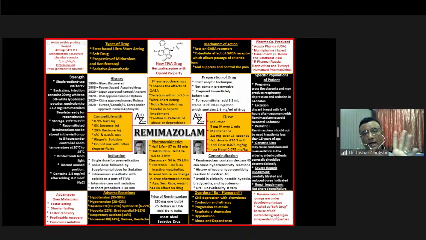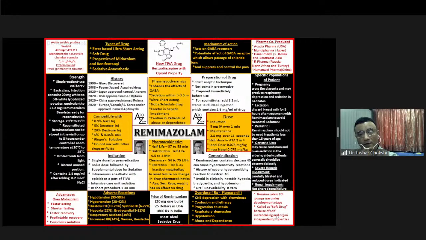It has benzodiazepine and opioid properties together. I don't know when it will be available in India. Otherwise, in the rest of the countries outside India, like Japan, USA, China, and European countries, it is available. But mind well, when it becomes available, it will be 1800 rupees for 1 ampule.